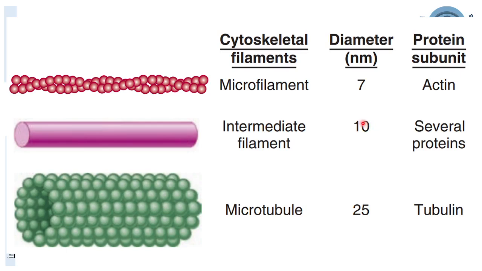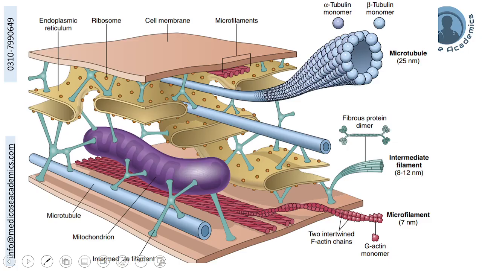The composition of microtubules is of tubulin protein, microfilaments are formed of actin protein, and intermediate filaments are composed of variable proteins depending upon the type of the cell we are talking about. Here you can appreciate the microtubules over here, intermediate filaments over here, and microfilaments over here. We will discuss these one by one.